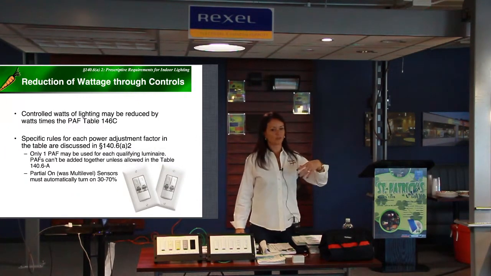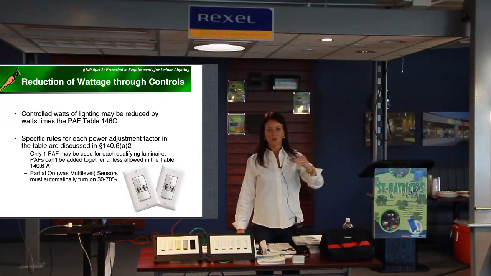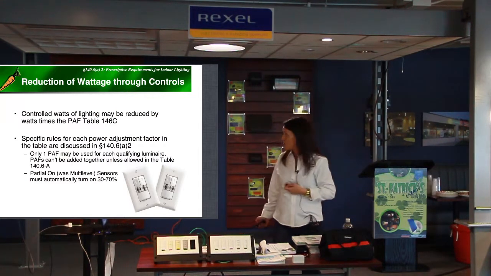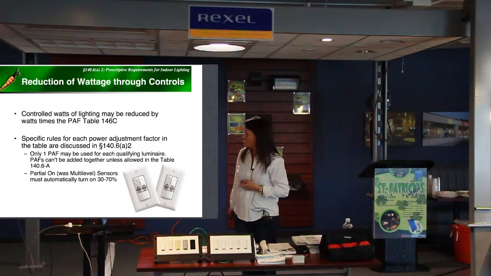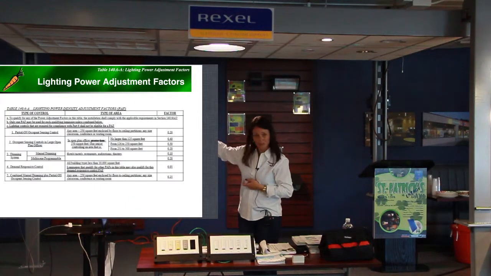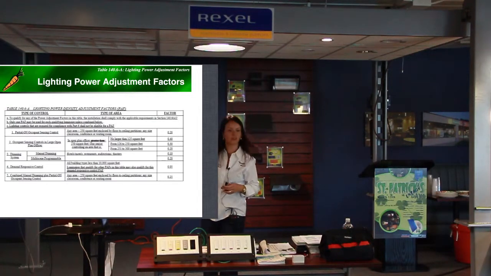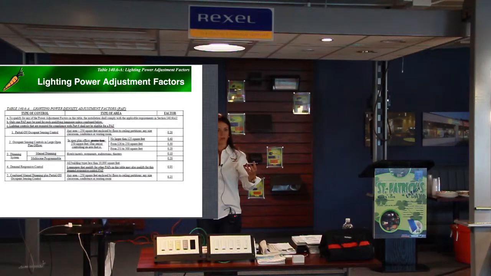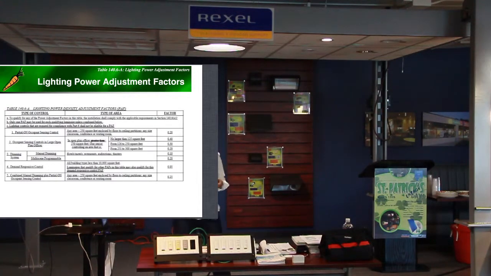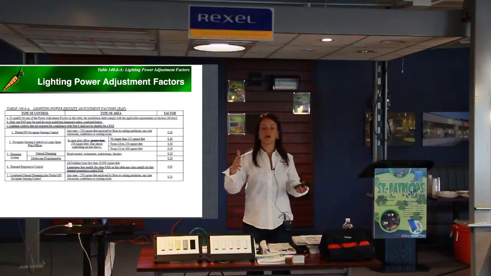So what is the benefit of following the code and going beyond codes? There's a table, 140.6. It's tough to read here, but it's a nice table. It's probably the best one on the Title 24 because it's the one that gives you the lighting power adjustment factors. So it gives you extra watts per square foot to use throughout the space if you follow, for example, bi-level with half of the lights out or on.